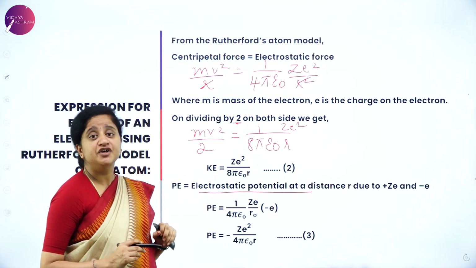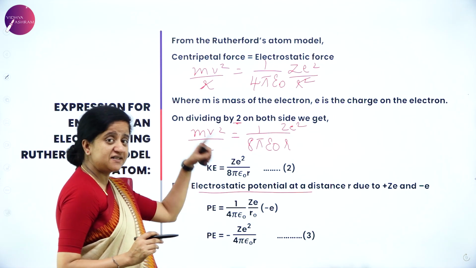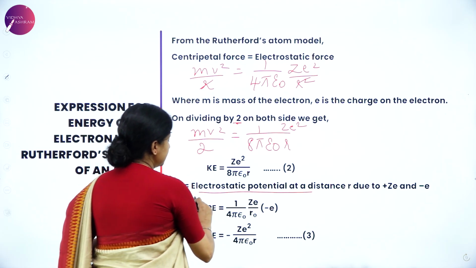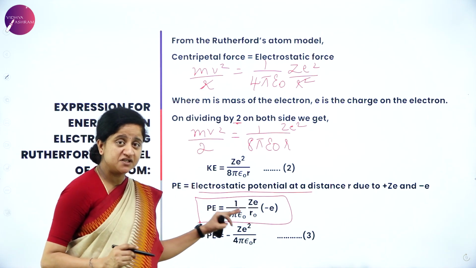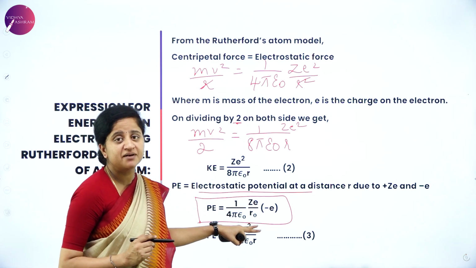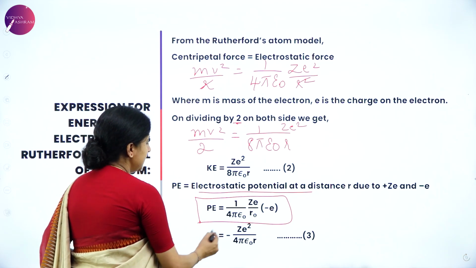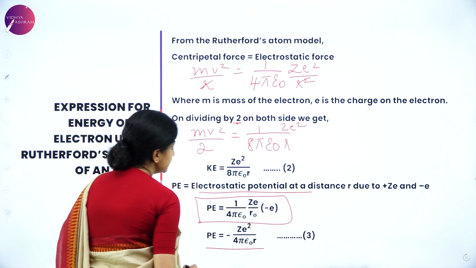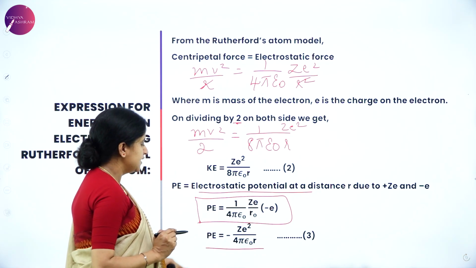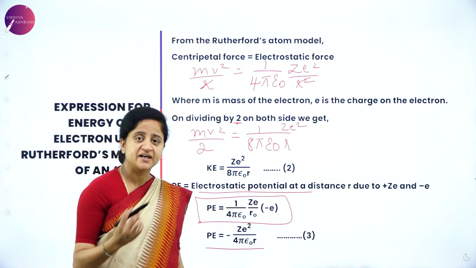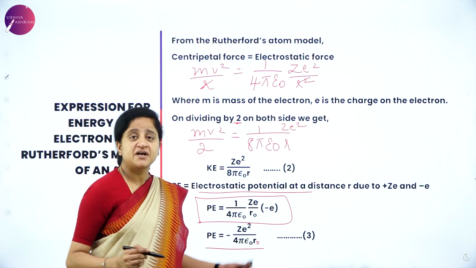Now according to the concept, the potential energy is nothing but the electrostatic potential at a distance r due to plus Ze, that is the charge on the nucleus, and the charge on an electron. Now the potential energy is given by 1 by 4 pi epsilon naught into Ze divided by r naught into the charge of an electron, that is minus e. So this can be written as potential energy is equal to minus Ze square divided by 4 pi epsilon naught into r, or we can even write it as into r naught. This is my equation 3.